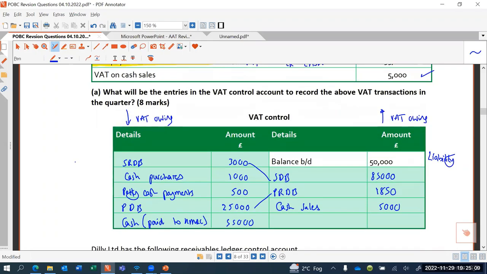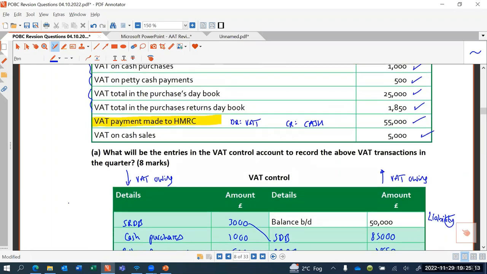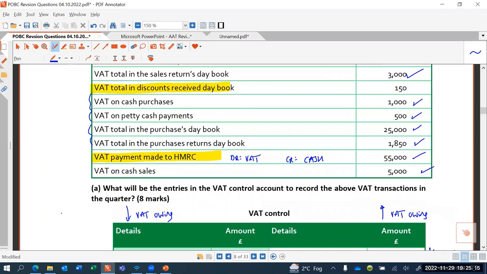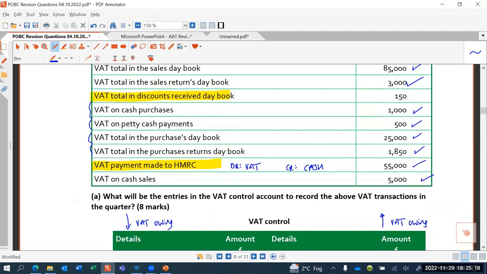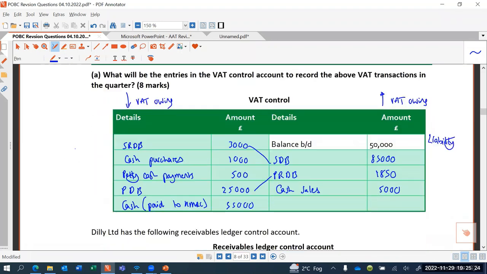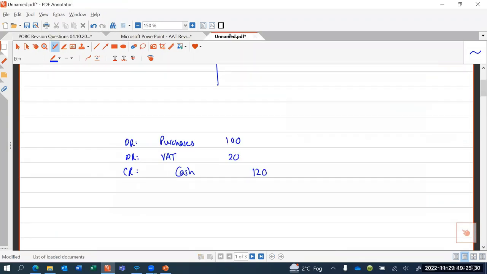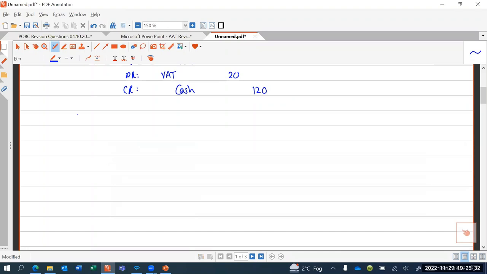Now, with this little example that we've got here, you can see I've only got one space left, which makes the discounts part quite easy. But we're also going to talk about why this goes here. It's a discount received day book. Who do I receive discounts from? Who gives me discounts? Why do I get discounts? They come from suppliers, don't they?